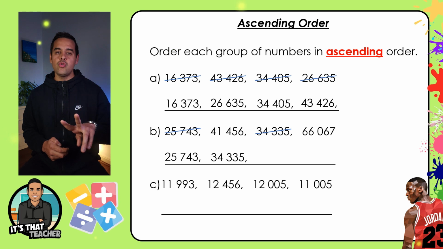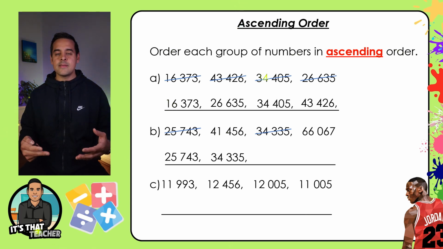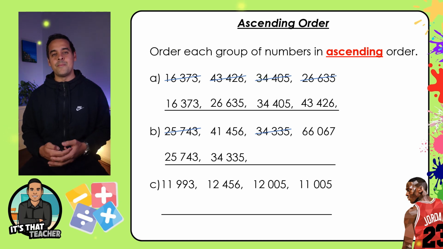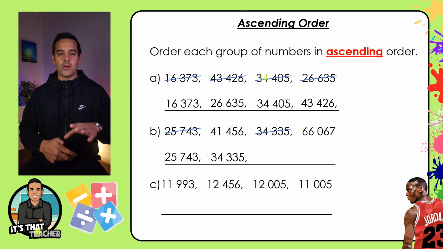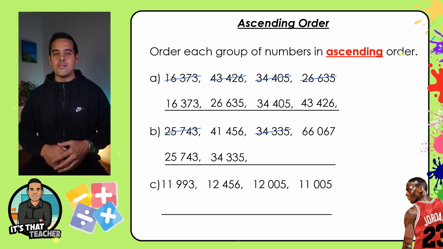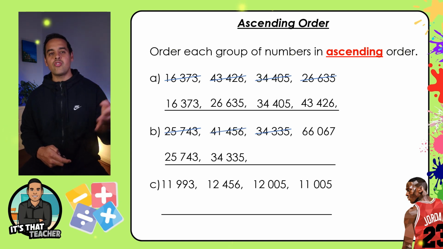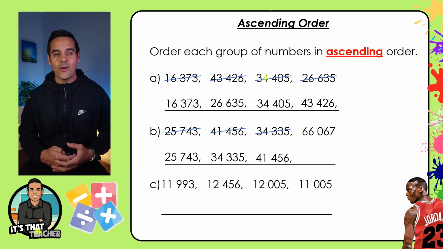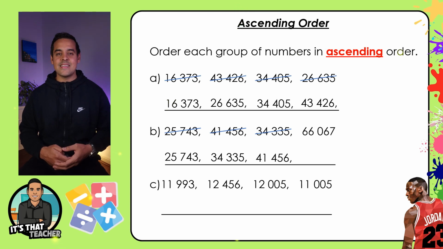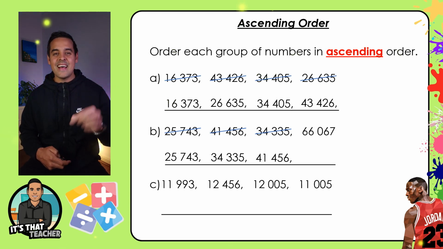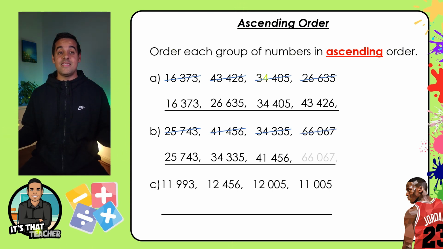Now, you've got two numbers left, 41,456 and 66,067. The tens of thousands column, what I was talking to you before, you can see 41 is way smaller than 66. Cross it off, put it below, and you already know 66,067 is the only possible answer, so you put it below.